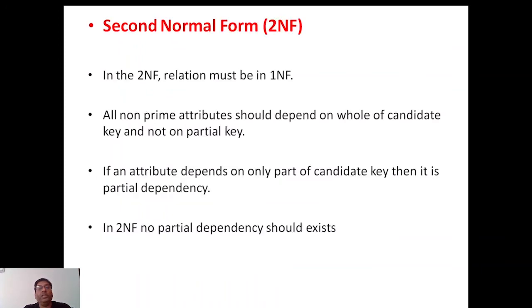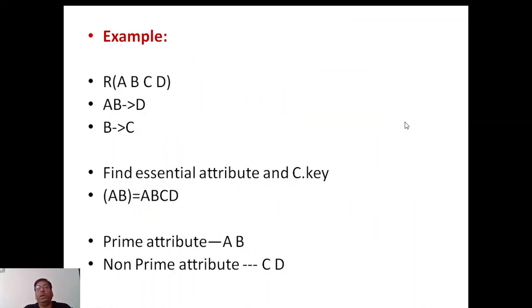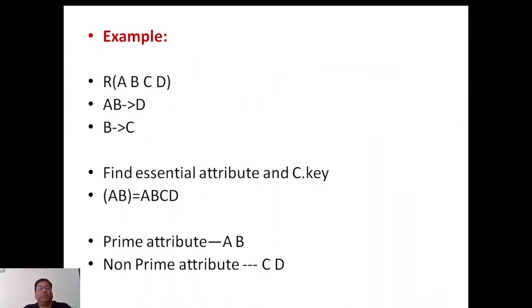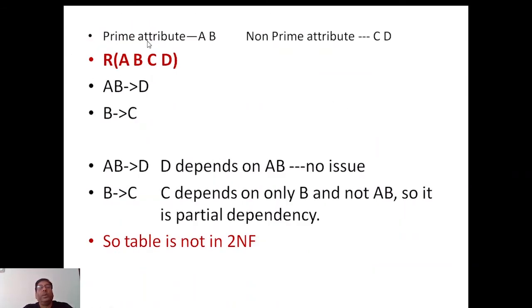So if you go by this, all non-prime attributes should depend only on the whole of the candidate key and not on a partial key. What do we mean by this? The prime attributes in our relation are AB, and the non-prime attributes are C and D. Now let's find out whether the non-prime attributes depend on the prime attribute on a whole basis, or on part of the prime attribute. Let's try to understand that.